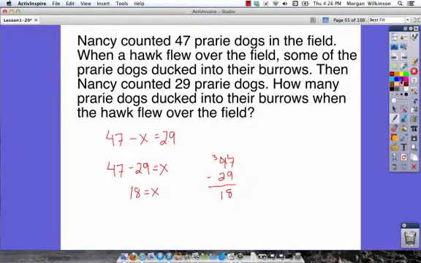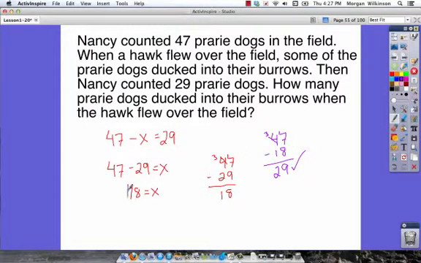In order to check our answer, we go back to our original equation and we substitute our value of x in to make sure it's true. So we can say 47 minus 18, that should be equal to 29. Let's check and see if it is. We're going to borrow from the 4 so that we can help our 7. We've got 17 minus 8, that's 9. 3 minus 1 is 2, we've got 29. We've checked our answer, we've got it right.